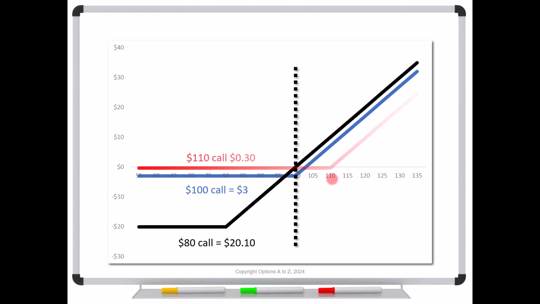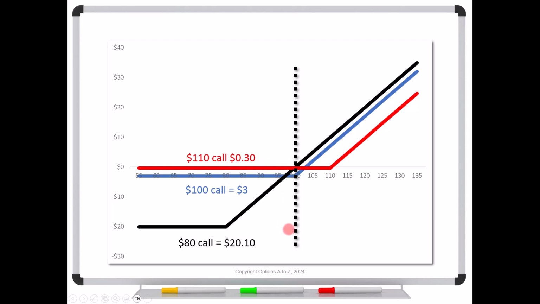Come out here and buy the 110 call that's only trading for 30 cents. And you can say, well, now I've really minimized my risk and I've maximized the reward. I can still make an unlimited amount just like I can with the 100 call here in blue and just like with the 80 call here in black. I can still get the maximum reward, but I've minimized my risk. Not true. What you've done is you've virtually guaranteed that you're going to lose your 30 cents.